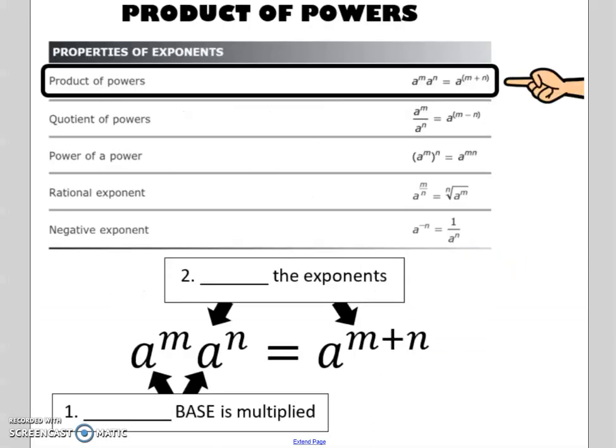Okay, so what does that mean? Let's break this down real quick. If I have the same base, and they have to be the same to use the rule, super important, the same base tells me I can add my exponents. Same base, I can add the exponents together.